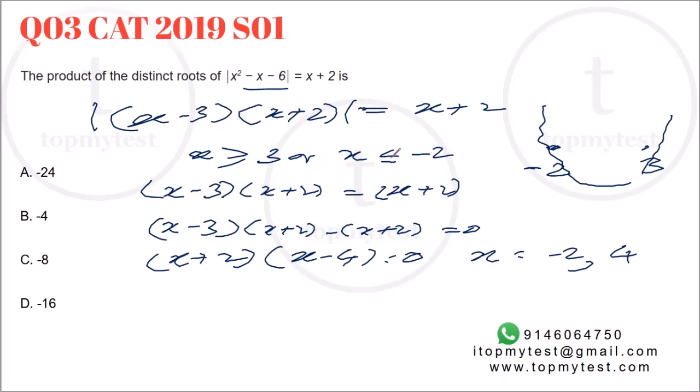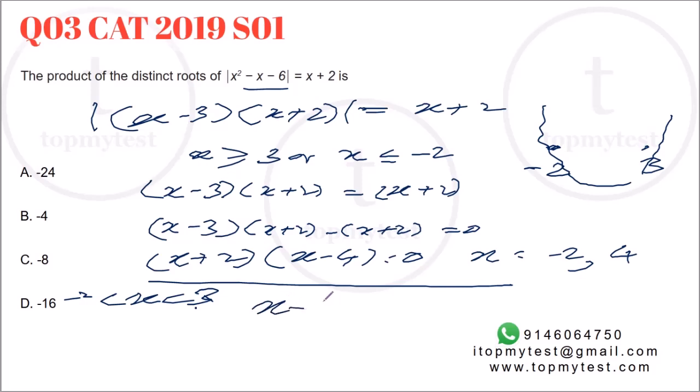Both of them lie in this criteria. Minus 2 is fine, it will return 0, and 4 will be positive, which basically makes the modulus the correct one. Let's look at the case where x lies between minus 2 and 3. If x lies between minus 2 and 3, this will be a negative value. So this side, right hand side will be negative.